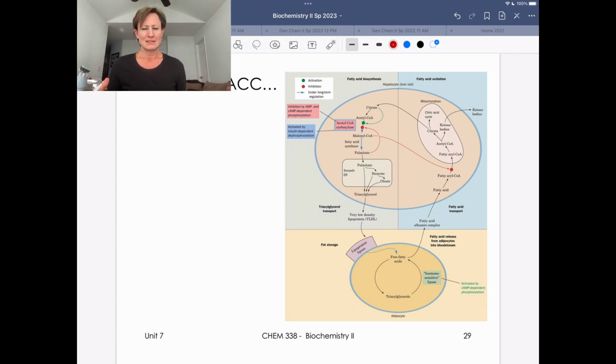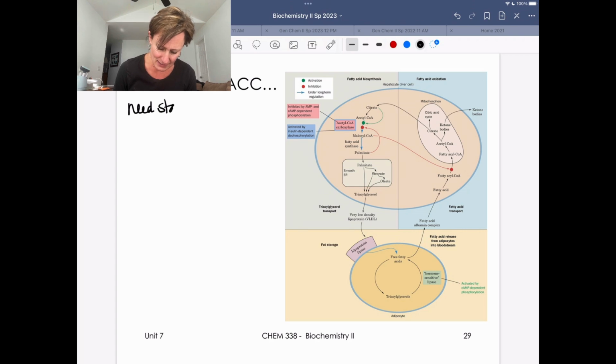All right. The next slide is just called It's All About ACC. So we're going to talk about how we regulate the activity of acetyl-CoA carboxylase. And we're going to talk about how this whole system is differentially regulated whether we are in a need state or a fed state.